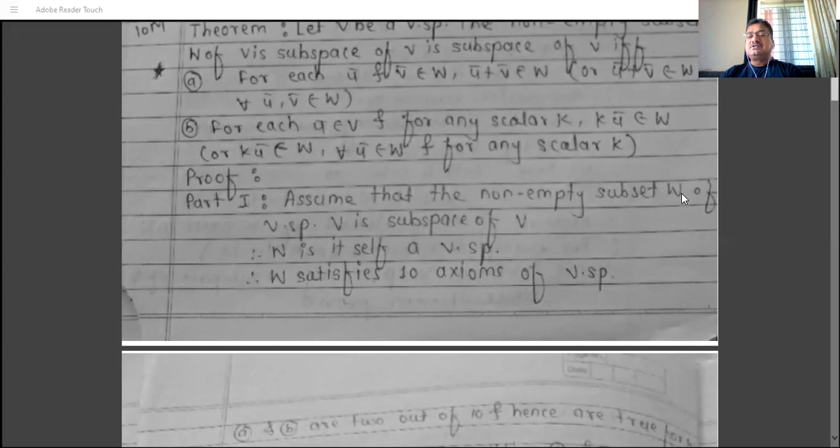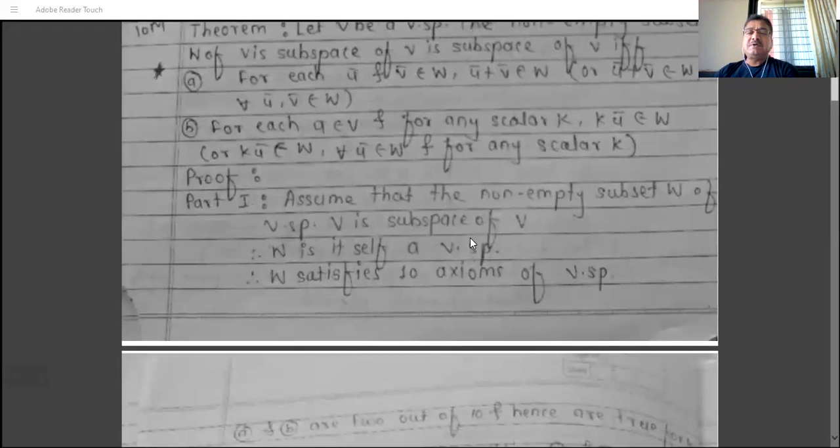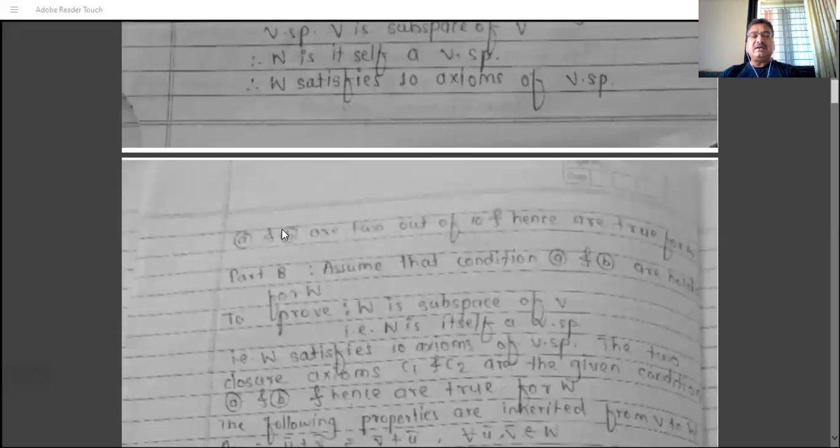Assume that the subset W of vector space V is a subspace of V, and therefore W is itself a vector space by definition. And therefore W satisfies the 10 axioms of vector space. As W is a vector space, W satisfies all the 10 axioms of vector space. Now we have to show these A and B, but these A and B are 2 out of these 10, and hence are true for W.